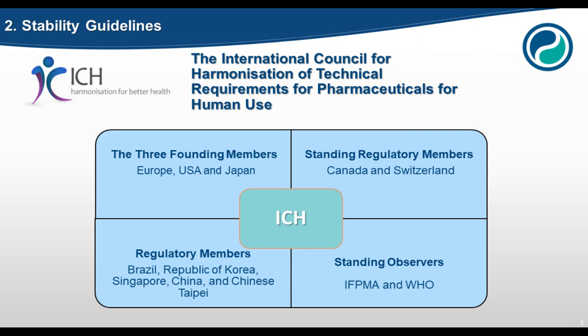Okay, this slide shows the ICH idea first started in 1989 and became official in 1990 with the initiative to harmonize regulatory requirements and guidance for pharmaceutical product development and submission requirements. The European Union, USA, and Japan are the three founding members, and later on, Canada and Switzerland joined ICH as standing regulatory members. Currently, there are many countries and regions and also organizations that have joined ICH as regulatory members and standing observers.